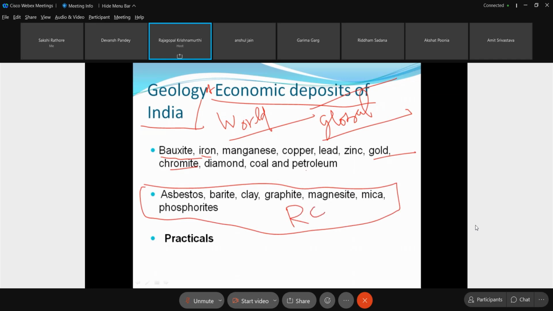So these are all metals: copper, manganese, lead. These are all metallic deposits. And these are all asbestos, barite, clay, graphite. These are all called industrial minerals, highly used in industries. And the practical component, let us see, because we are in Trisanga world. Let us see how it happens.